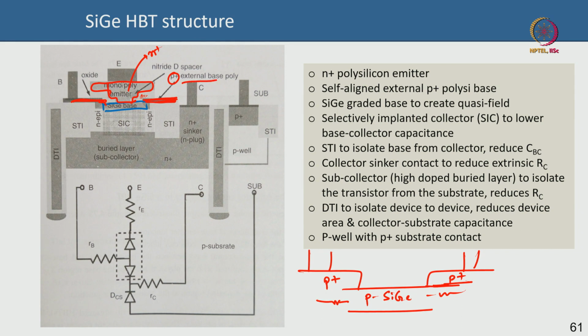Okay, essentially because it's very scaled laterally as well as vertically, it's very difficult, almost impossible to make a direct contact to the p-type silicon germanium. So you have to have this p-type poly that will enable you to make a contact to this. Okay.